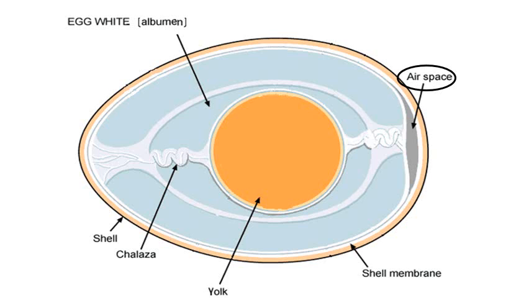The airspace in the large end of the egg is formed after the egg has been laid. The body temperature of a chicken is 107 degrees Fahrenheit, and when the egg is laid, it immediately starts to cool. As the egg cools, the contents contract and the inner and outer shell membranes separate at the large end of the egg. The fresher an egg is, the smaller the airspace is. As an egg gets older, the airspace increases.